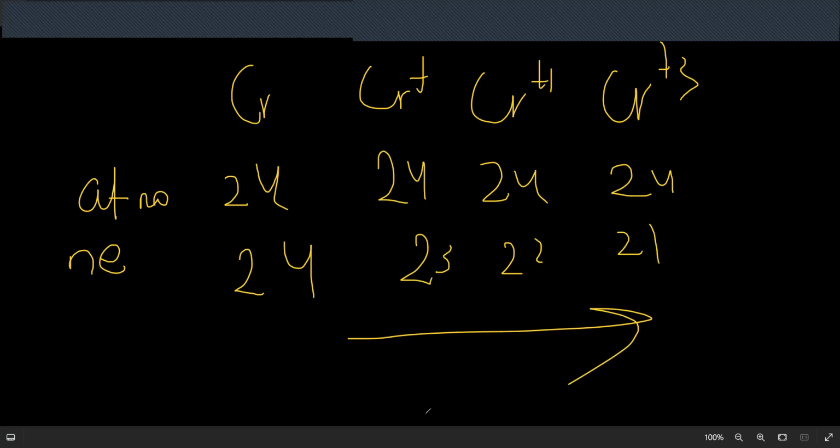Nuclear attraction on the valence shell increases. Why? Because the number of electrons has decreased, which means the shielding effect has also decreased. This means effective nuclear charge has increased, which means radius has decreased, so IE has increased. If radius is smaller, IE increases. So when effective nuclear charge increases, IE increases. When radius decreases, IE increases.